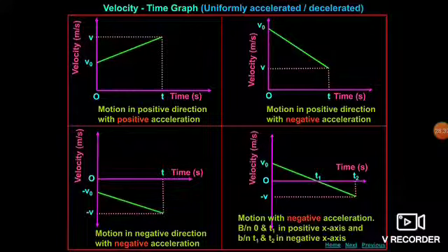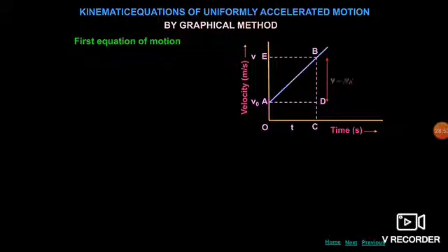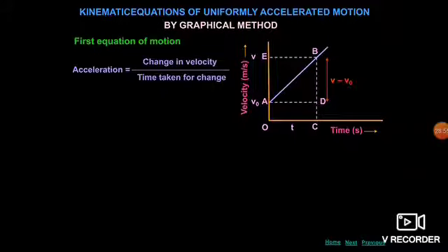Again I am telling you, the last graph is showing motion with negative acceleration. Between 0 and t1 it is under the positive x-axis, but between t1 and t2 the x-axis is chosen as negative. Now, kinematic equations of uniformly accelerated motion by the graphical method. There is one graph, you can say that.